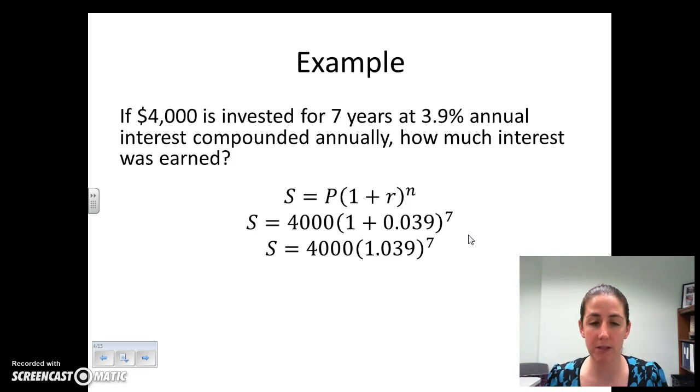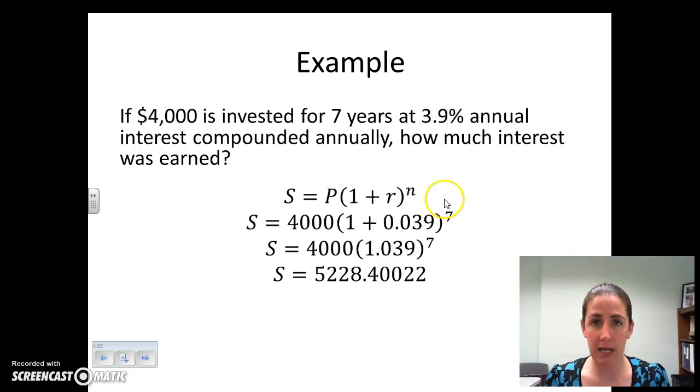So when we do 4,000 times 1.039 to the 7th power, we get 5,228.40022. Now, future value is measuring money, so we're going to round to dollars and cents. So that means that the future value of this account is $5,228.40. But notice what the question asks. It wants to know the interest that was earned. So how much additional money did you earn on top of the principal $4,000?